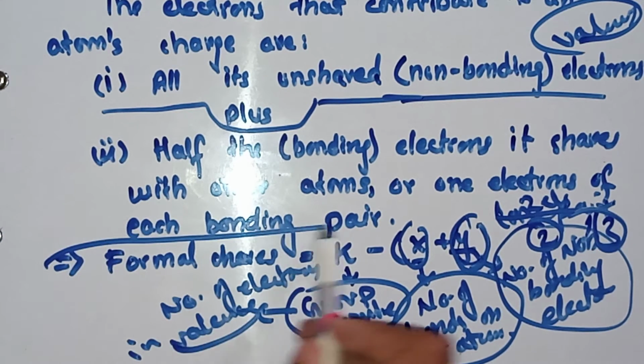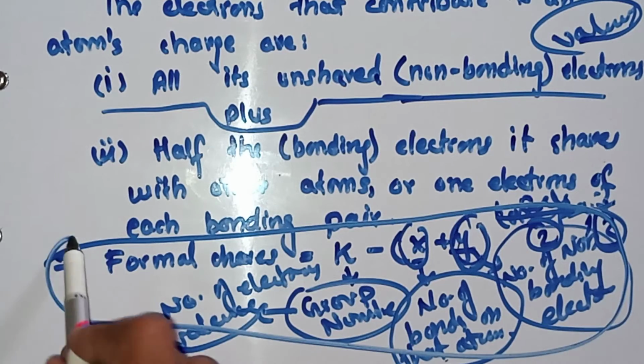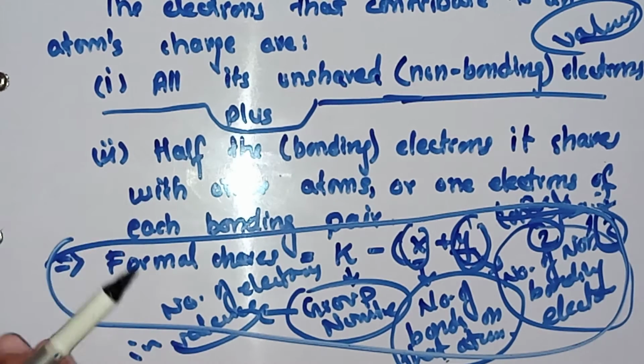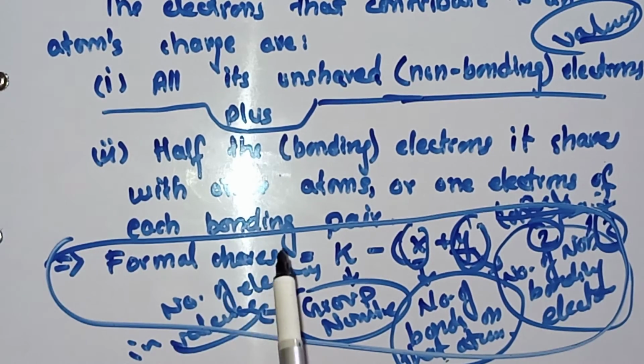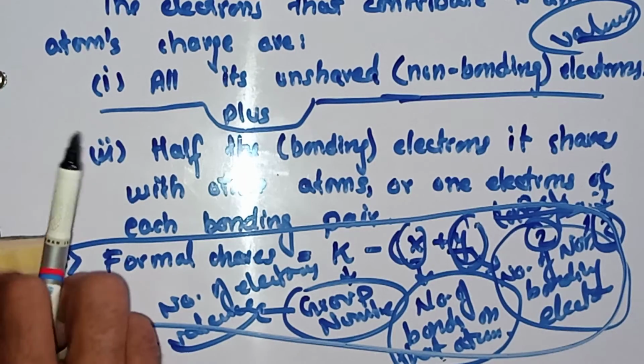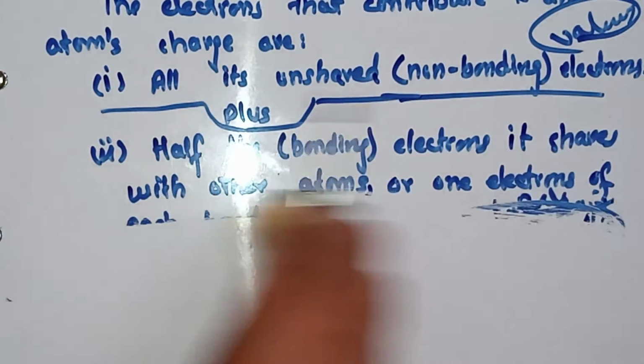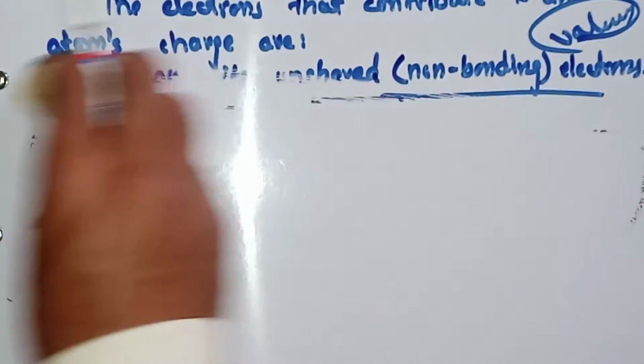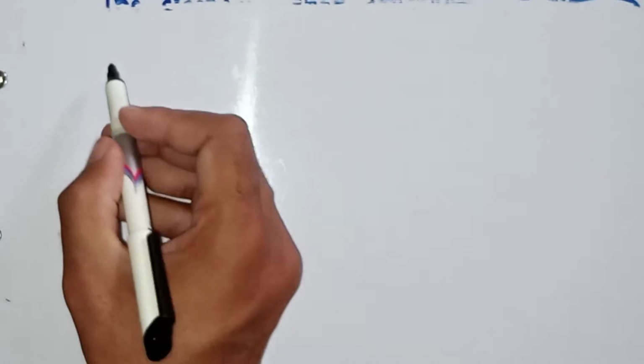This is the formula to calculate the formal charge on any species, that is, what is the net charge or the formal charge on that species. Let's apply the formula on a species. How can you apply the formula? Let's take an example.